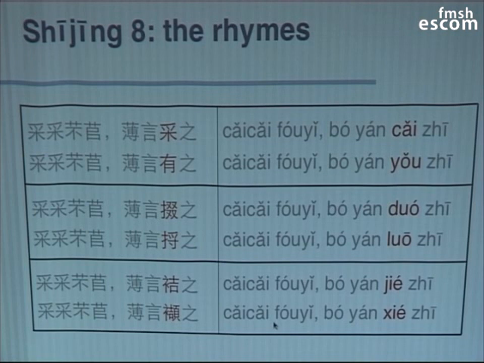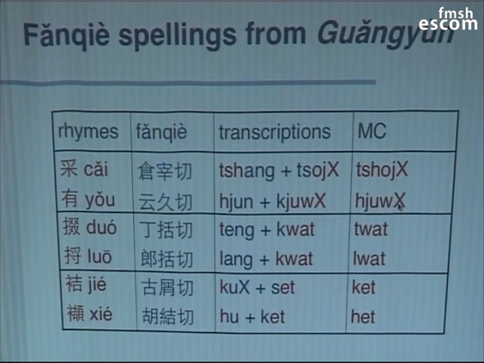And these are the rhyme words. In Mandarin, you've got, well, these two work okay, Duo and Luo, Jie and Xie, they still rhyme in Mandarin, but Cai and You don't rhyme, okay? And then even in Middle Chinese, they don't rhyme, but here is what they are. Cai is written this way in Middle Chinese. Again, the second and third stanzas rhyme okay in Middle Chinese, but even in Middle Chinese, the first stanza doesn't rhyme.